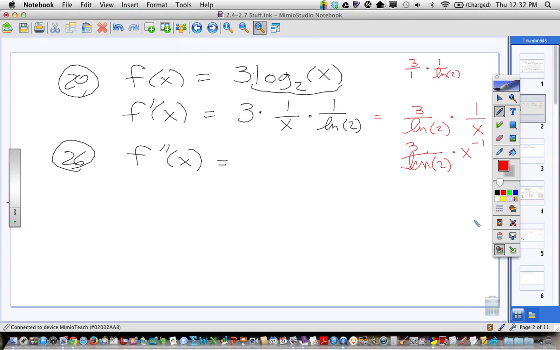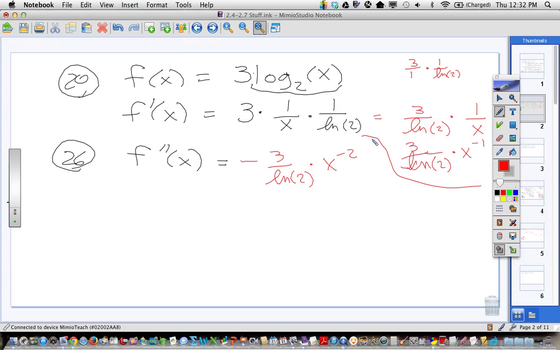This is just a number sitting in front, so it just hangs out there, and now we just bring our power down in front. So this one's going to be a negative 3 over ln 2 times x to the negative 2. Right? That would then be it. Now, maybe the back of the book makes it look a little different. It might have flipped that down to the bottom and had an x squared down there maybe. Okay?